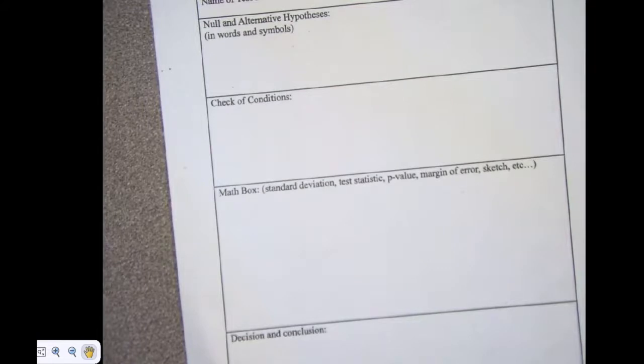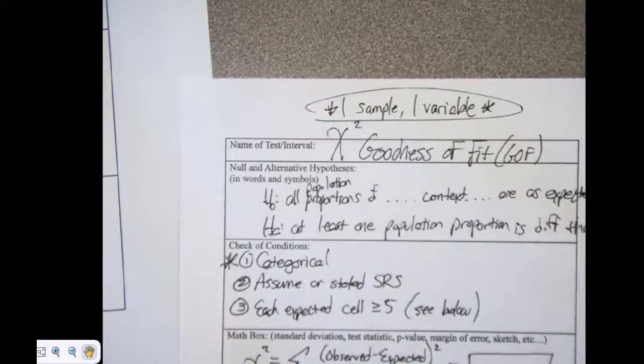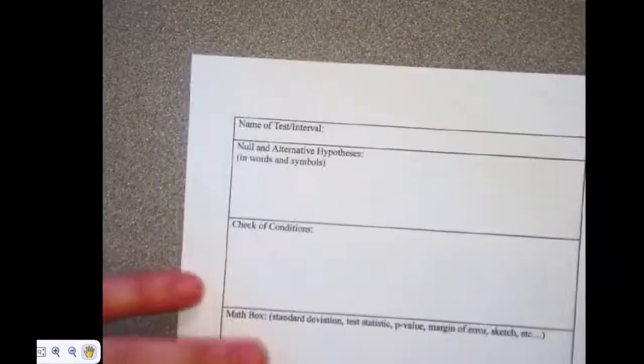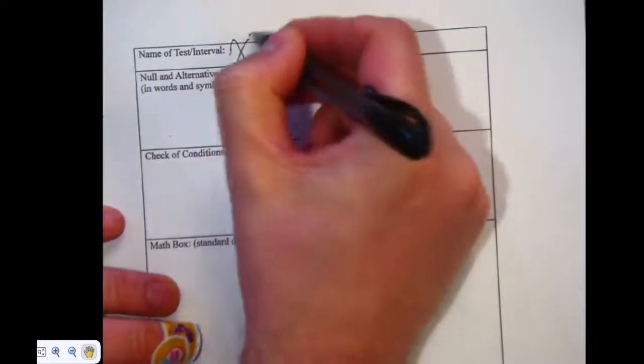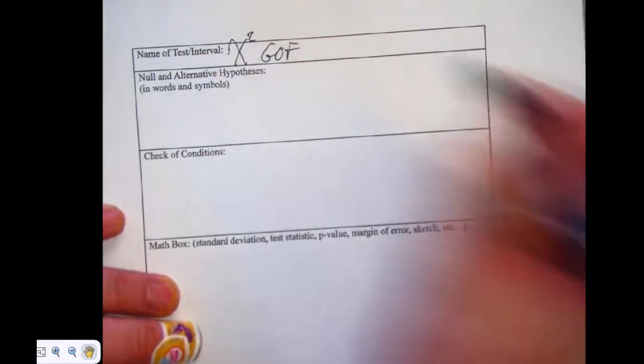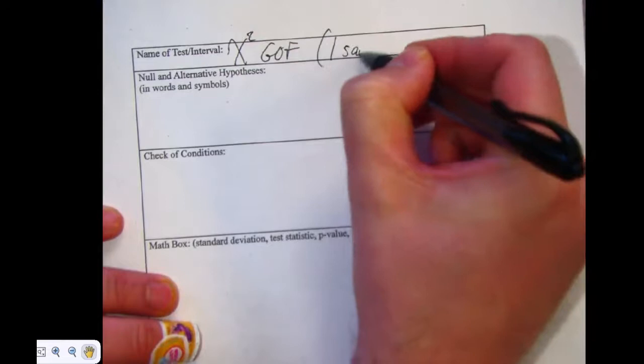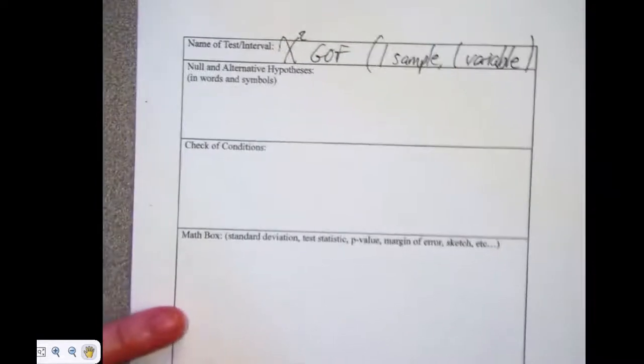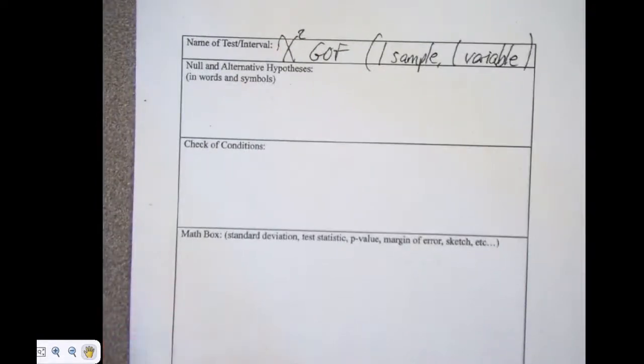So 1 sample, 1 variable is goodness of fit every single time. That's why I wrote this up here: 1 sample, 1 variable is goodness of fit. So I'm going to go chi-squared. You can just write GOF. I'm going to write 1 sample, 1 variable. You don't have to, but I recommend that you do because it gets kind of difficult to figure out which of the 3 chi-squared types is which. And if you can remember this, that will help you remember which is which.